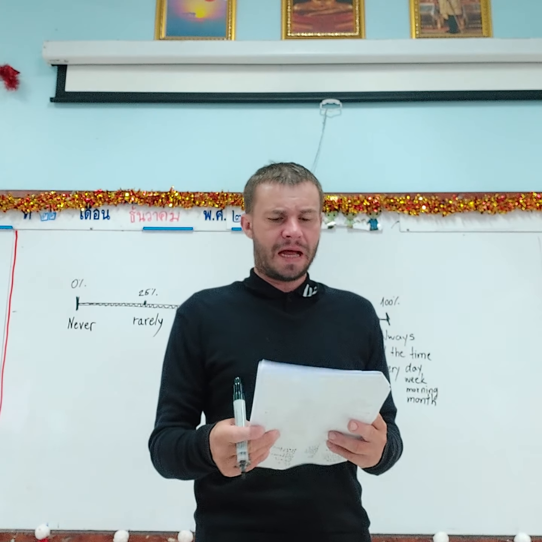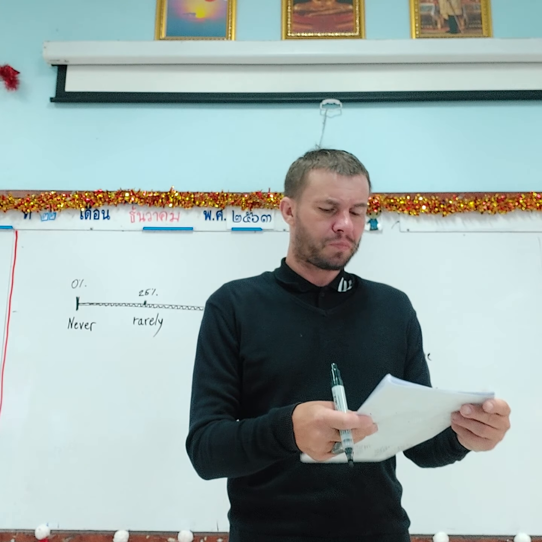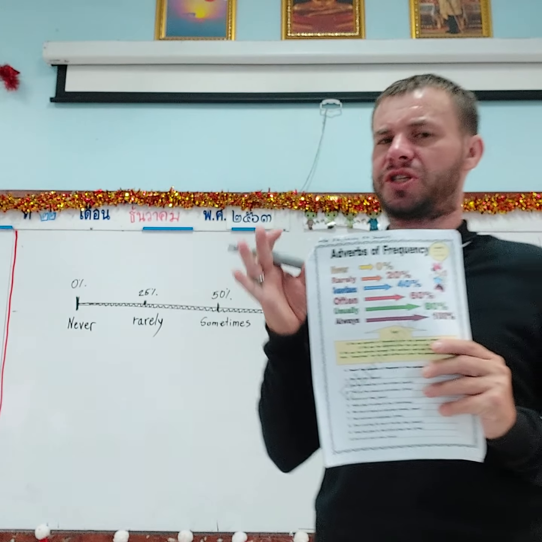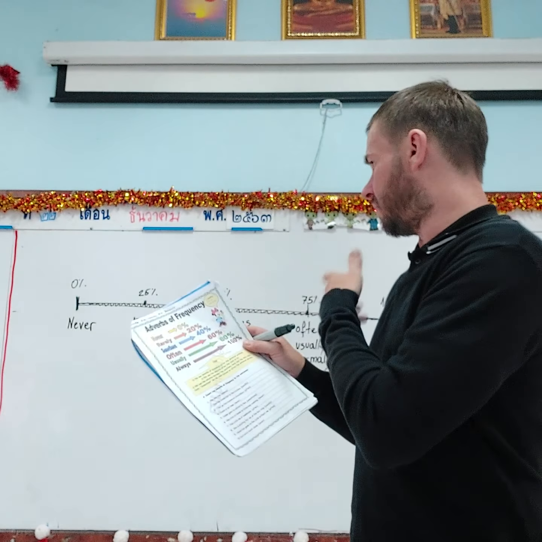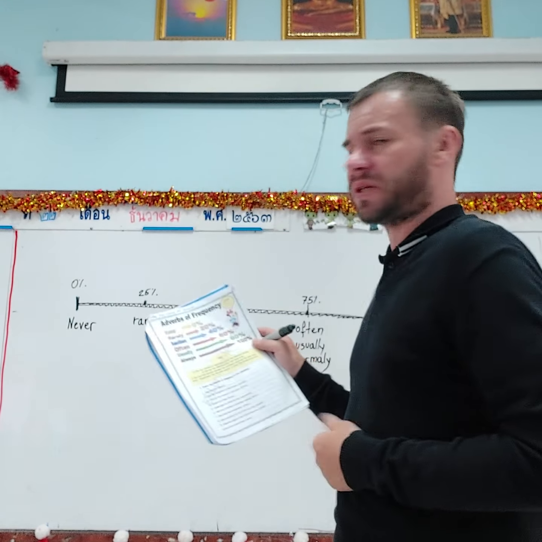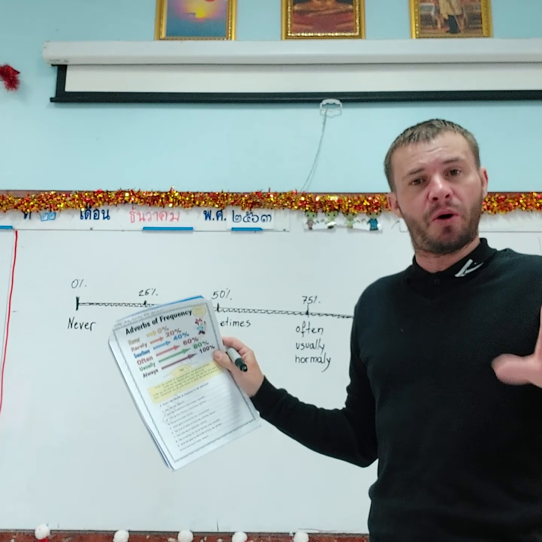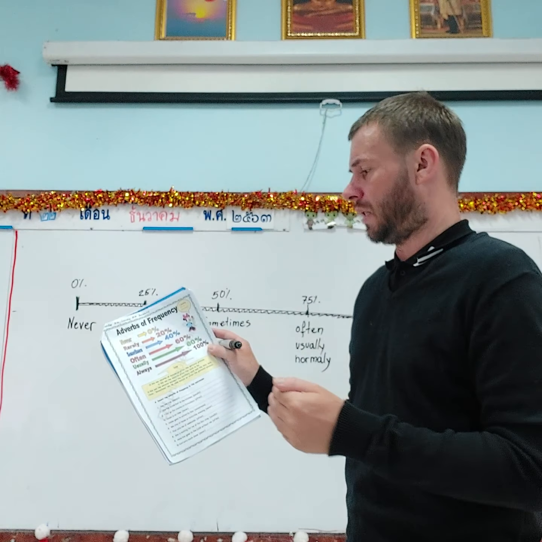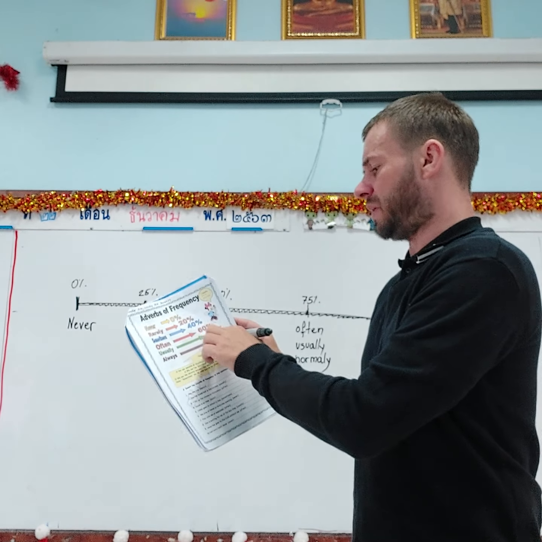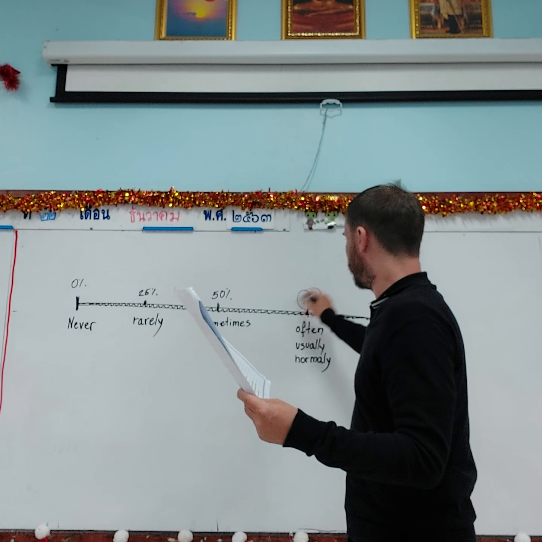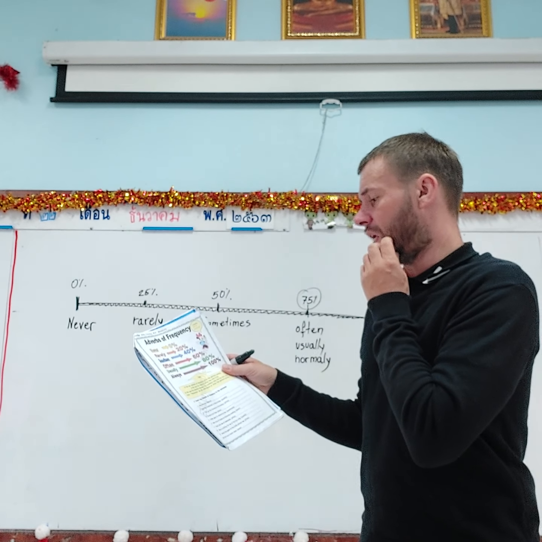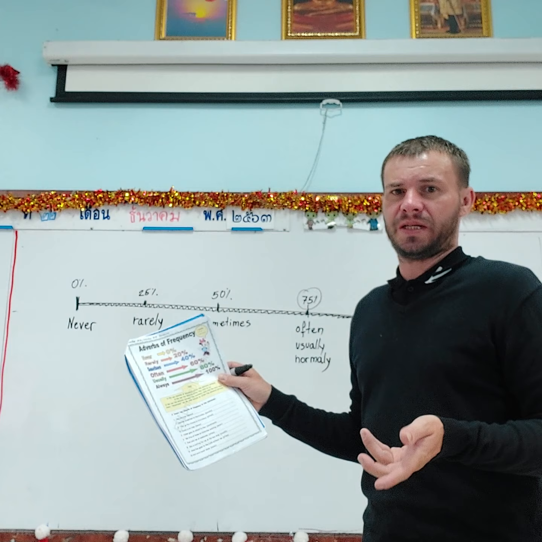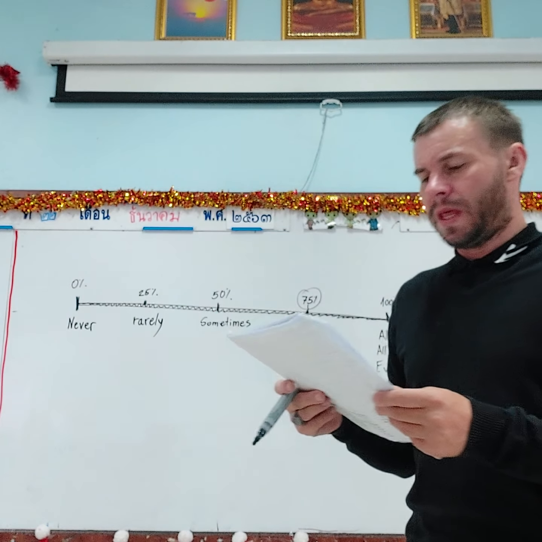If you look at these numbers here in the worksheet, they have it a little bit different, but it's pretty much the same. So never is 0%, as we said, rarely 20%, 25%, both is okay. Sometimes 40 to 50% as well. Often and usually between 60 and 80, and always 100%.